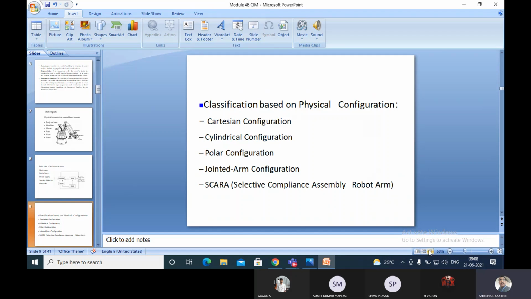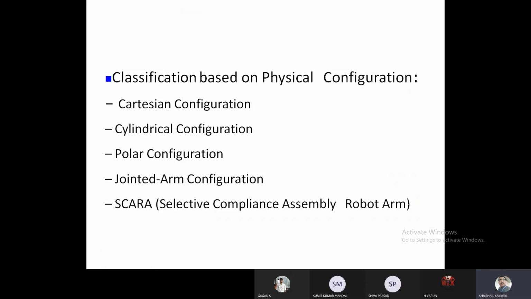We are into the classification of robots. Basically, 4 different configurations are there, and you take any industrial robot which is engaged in painting or drilling or pick and place, assembly and welding, whatever the operation, all those robots will be falling under these 4 important groups. And these groups are made based on their physical configuration.